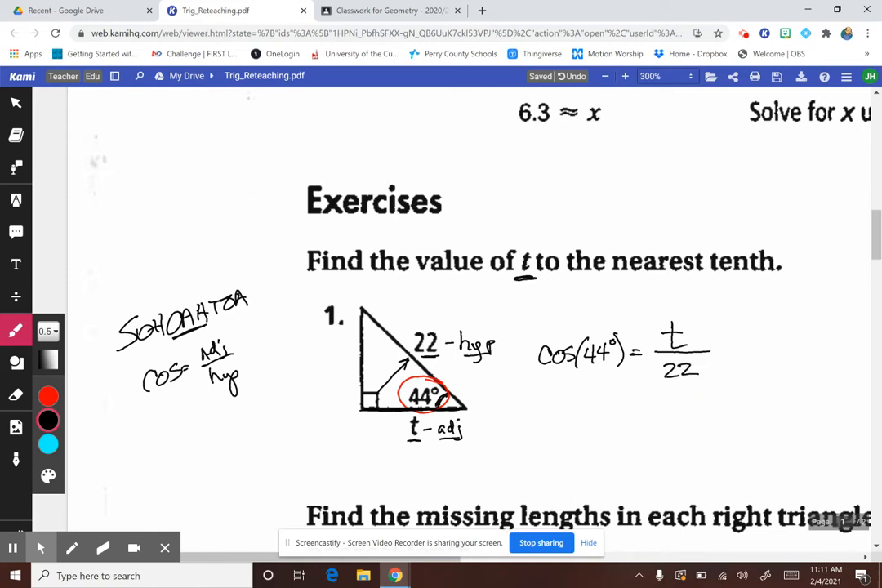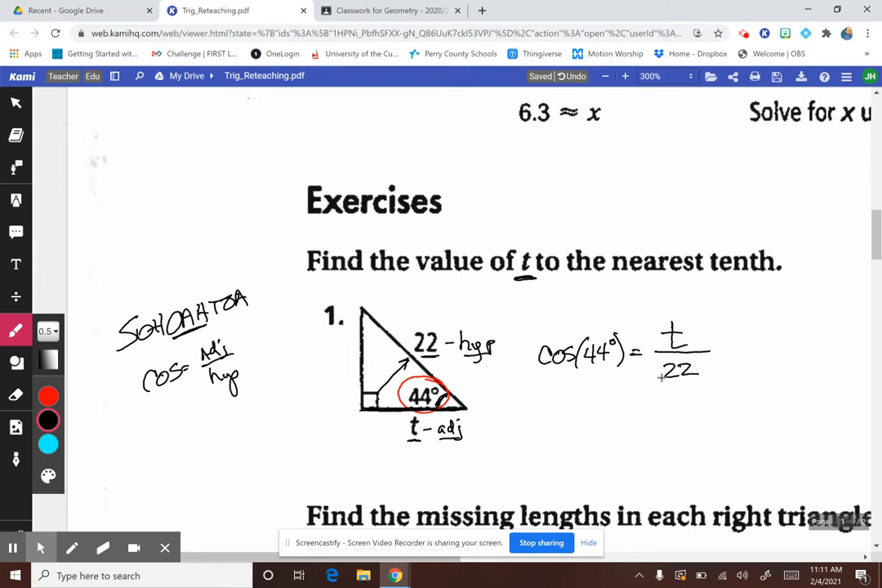So the question now really becomes, how am I going to solve this particular problem? How am I going to work this out? Well, this comes back to equations, right? I need to get this t by itself. Right now, I'm taking t and dividing it by 22.